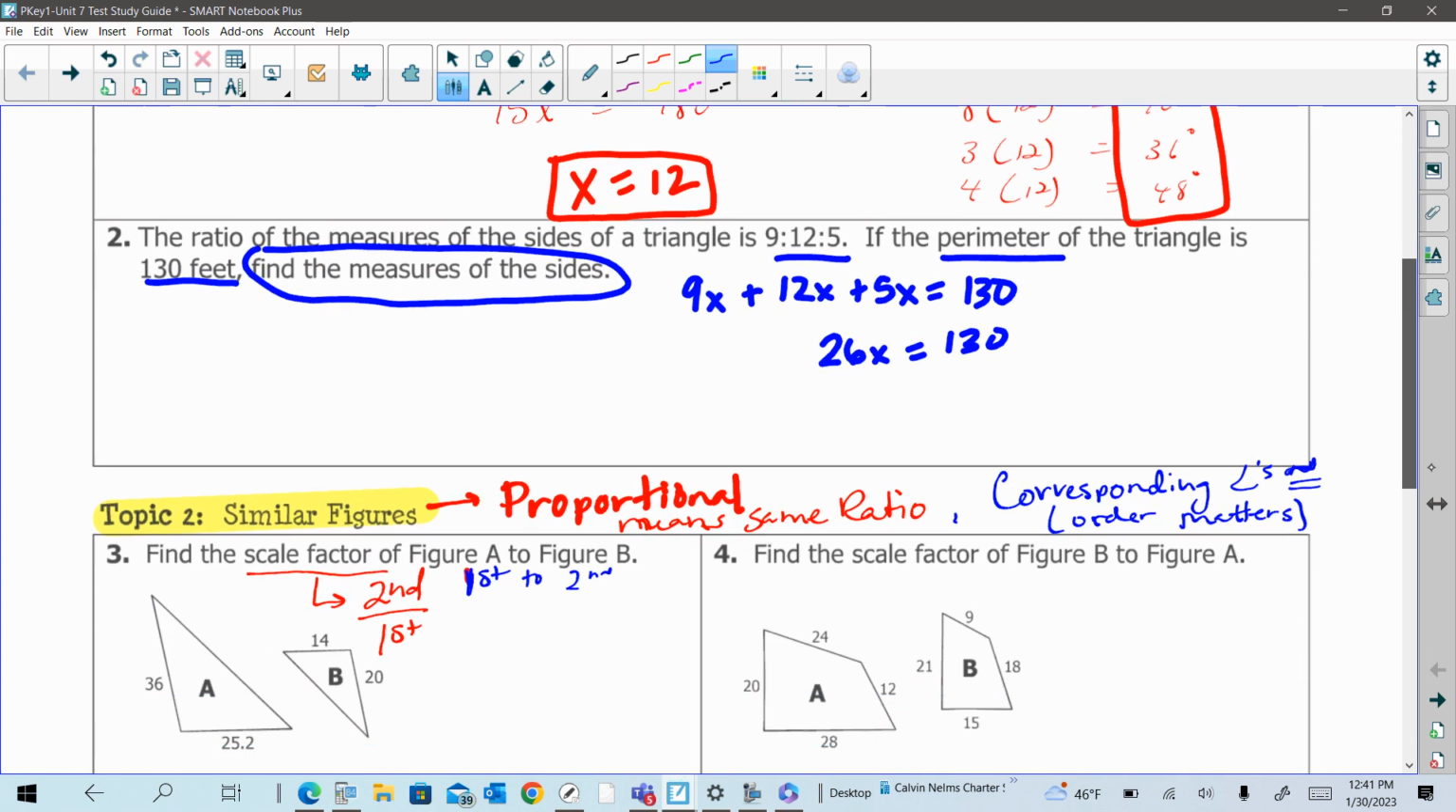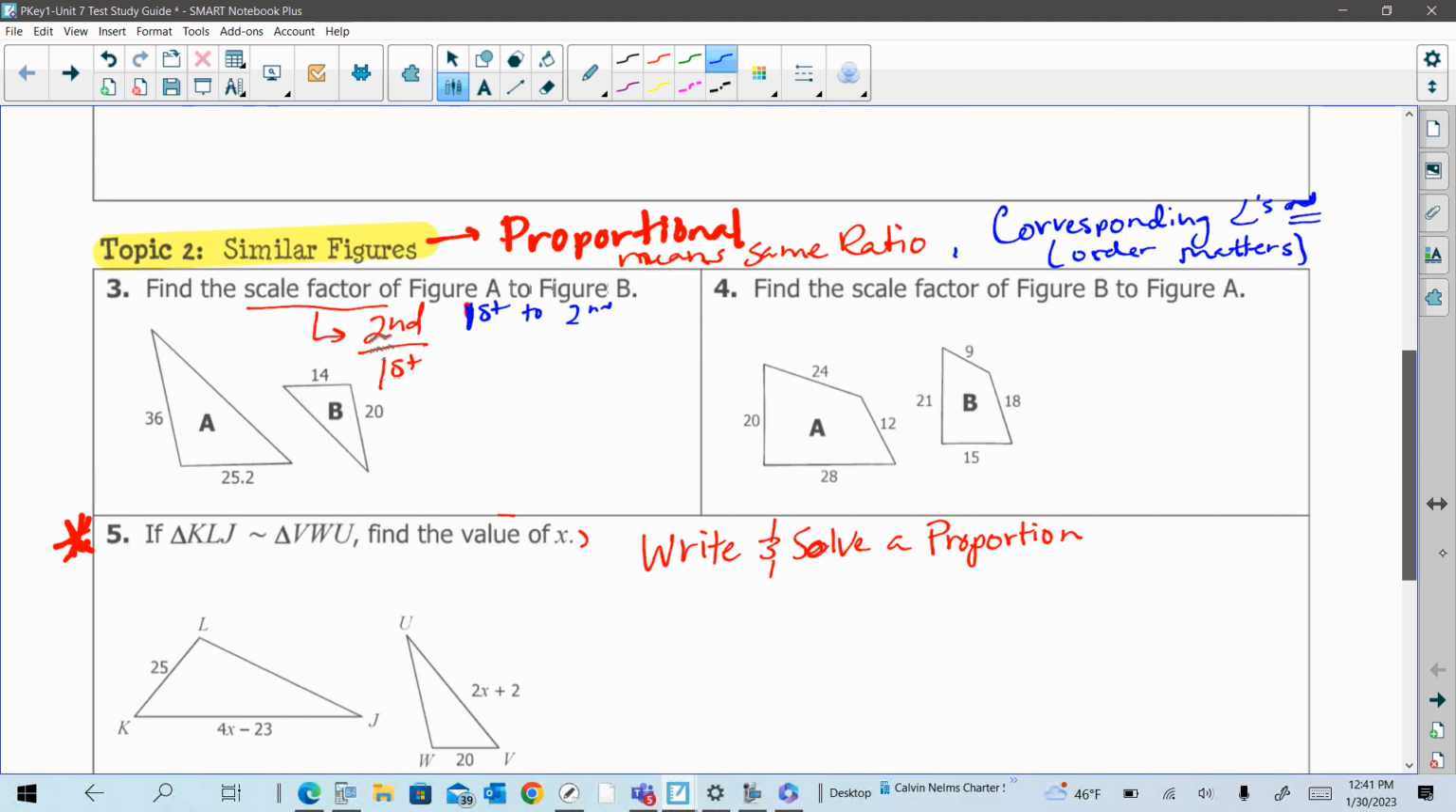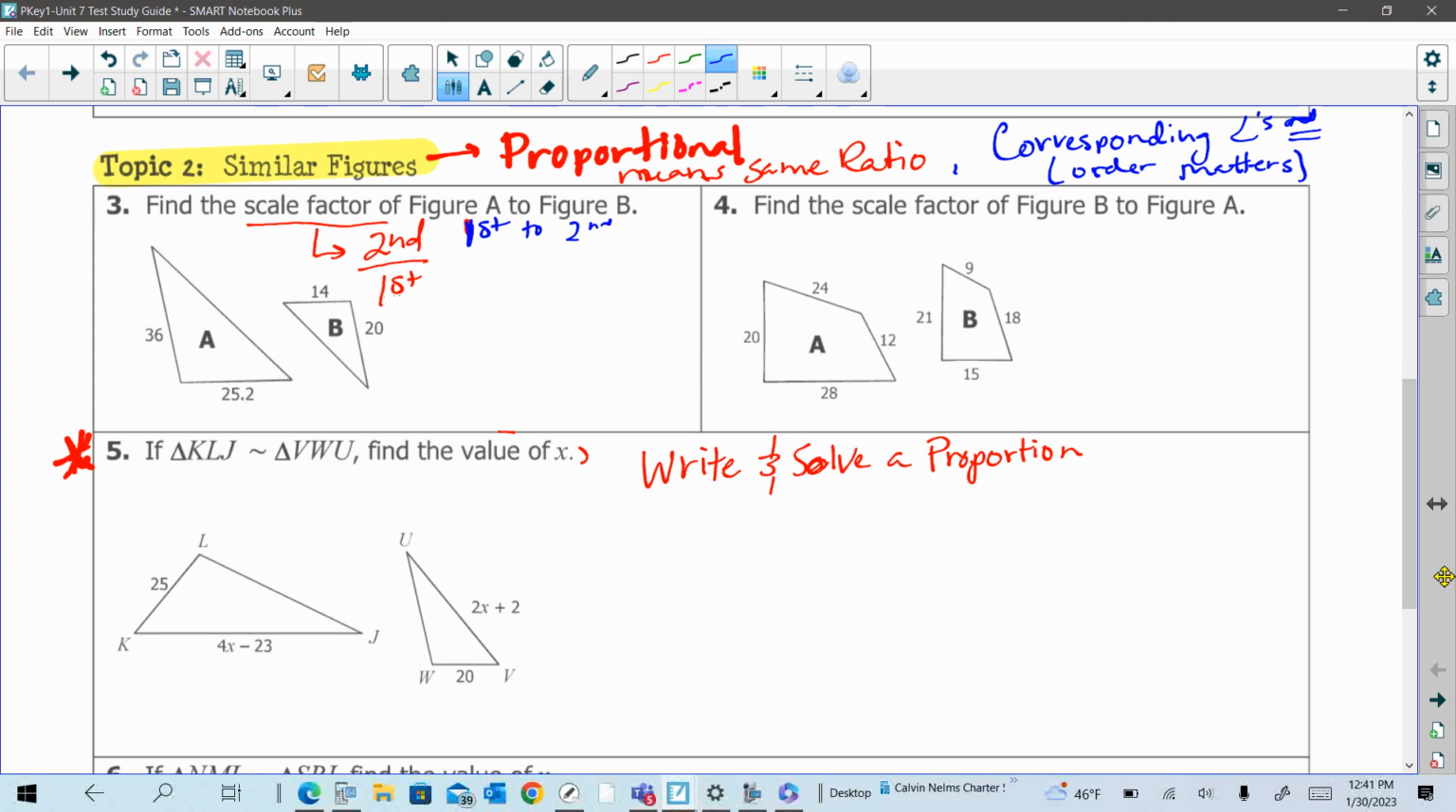Now, when we go to topic 2, similar figures, you probably need to remember or know, if I'm talking about similar figures, they're proportional, which means same ratio. Also, the order matters to help you match up the corresponding sides. Okay, so scale factor really means you're comparing the second image to the first image.